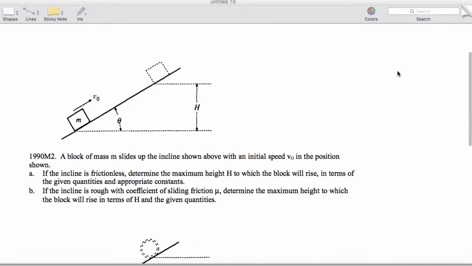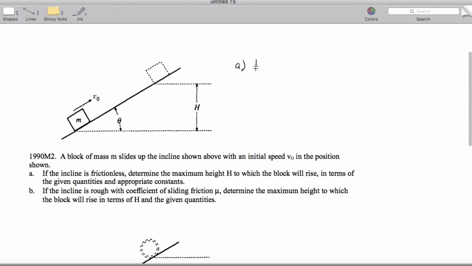1990 number 2 is a great question that reviews some of first year physics and also gets us into some of the second year physics that we've been doing. So, part A should be a little bit more straightforward. We have a block at the bottom of an inclined plane, and we want to know the maximum height to which it will rise in terms of the given quantities and appropriate constants.